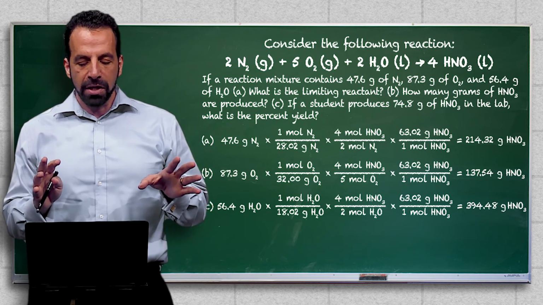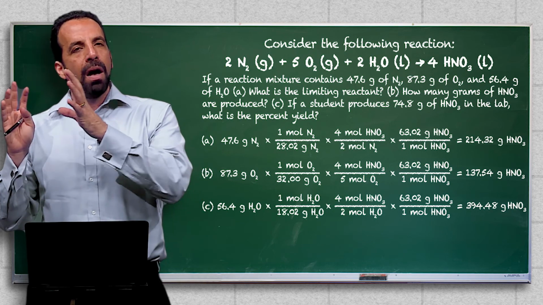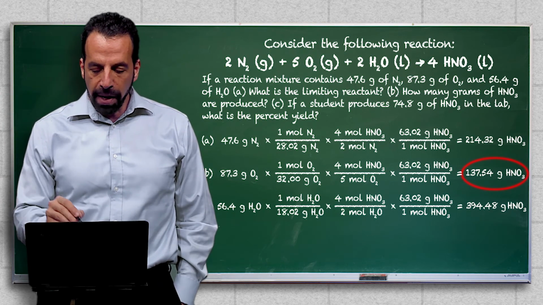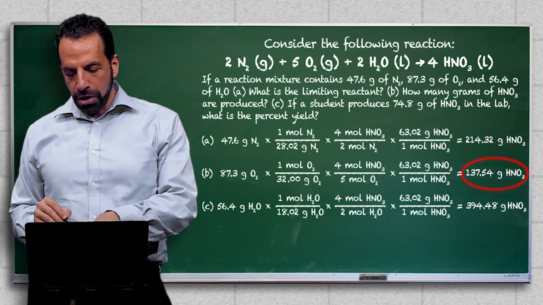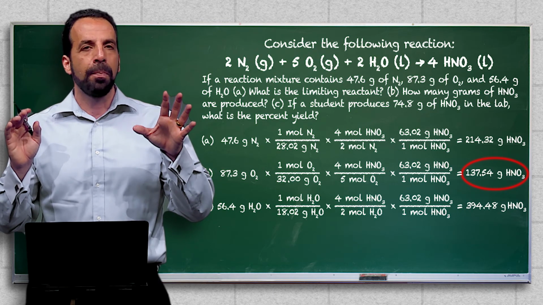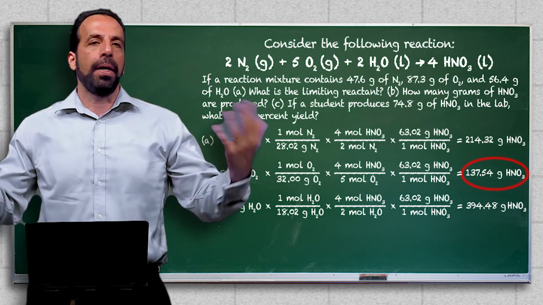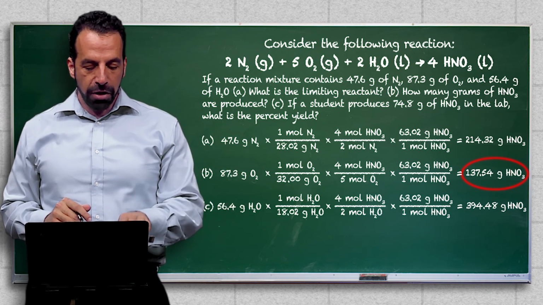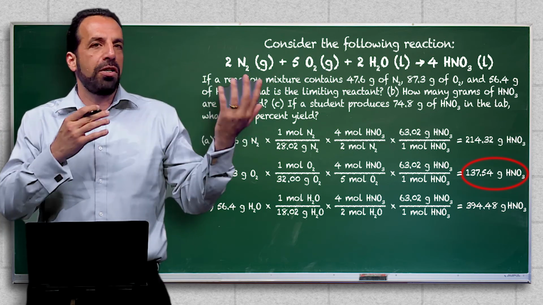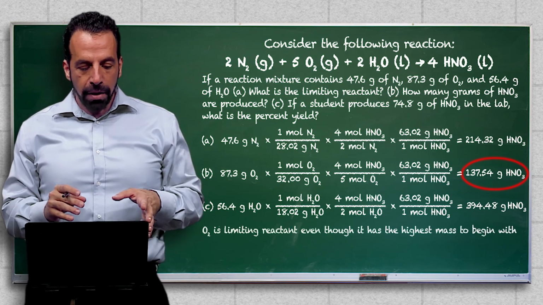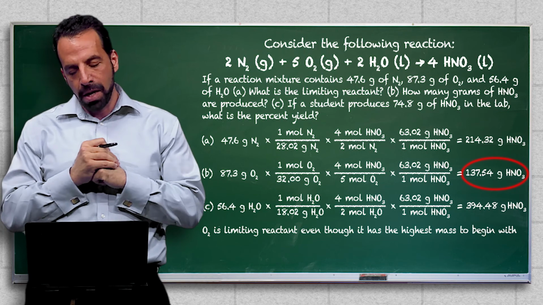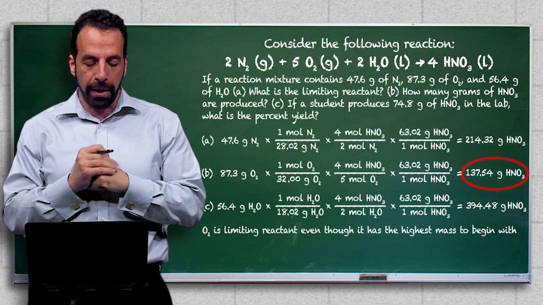So what happens is the amount of nitric acid produced is always going to be the lowest amount. And the reason is I have just enough oxygen to produce 137.54 grams of nitric acid. After that, the oxygen is gone. So even though I have enough nitrogen and water to produce more, well, it can't react if there's no oxygen. So oxygen is a limiting reagent. That's the one that gets used up. The limiting reagent tells you how much product you're going to get theoretically.